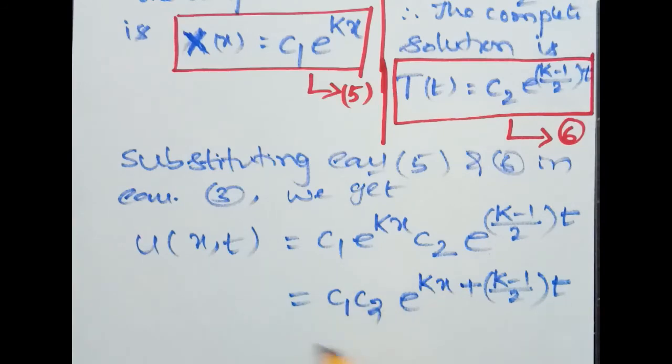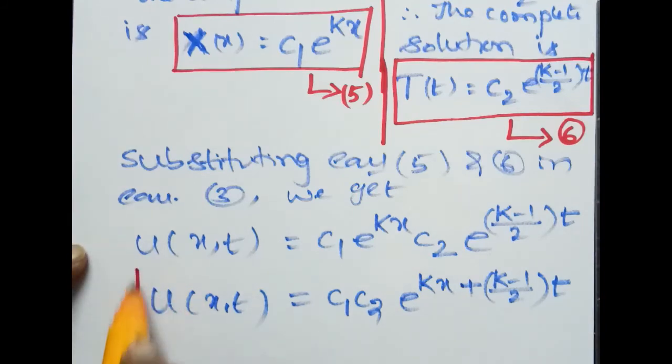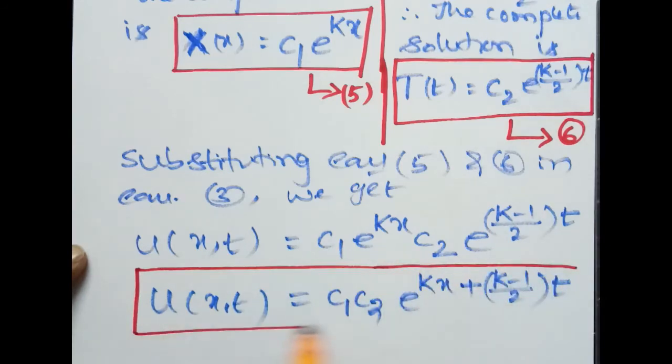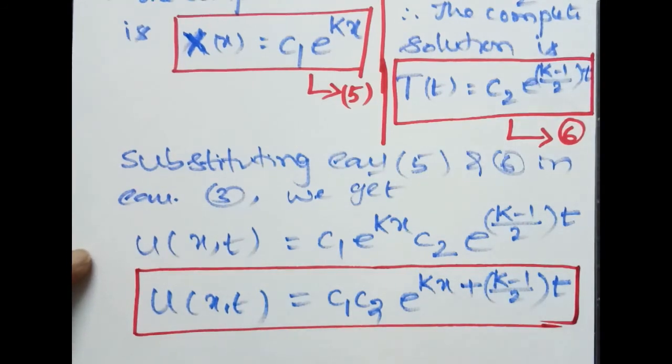This can also be written as c1 c2. We may assume that as some constant a or something like that, or otherwise you can leave it as c1 into c2. This is u of x comma t. This is our solution obtained after the simplification. Say this is equation number 7.